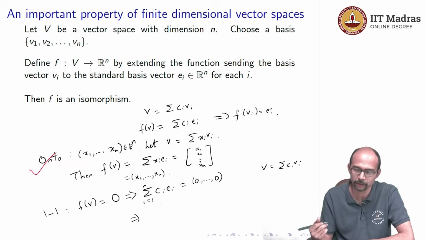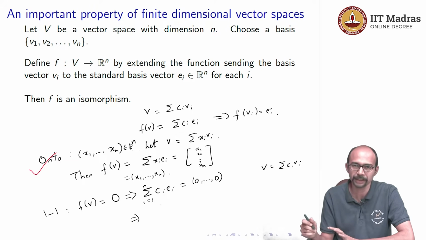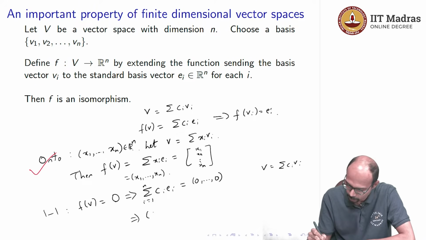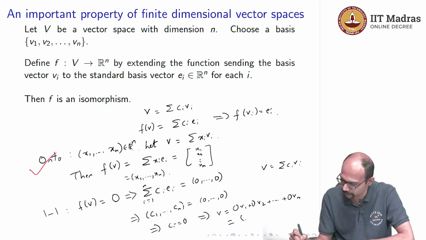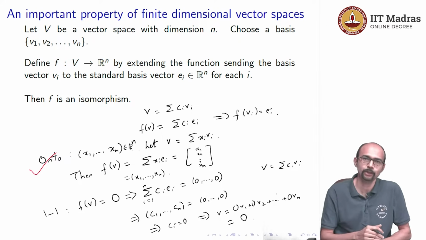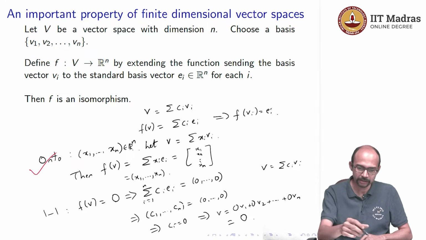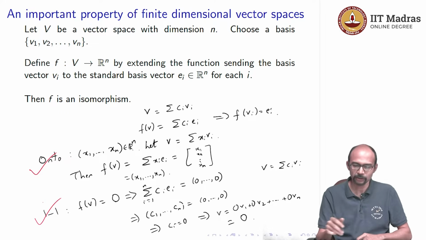I am abusing notation between rows and columns because here there is no matrix multiplication. So in other words, this is c1, c2, cn, but this is 0, 0, 0. That means each of the ci's is 0. So for all i, that means v is equal to 0 times v1 plus 0 times v2 plus 0 times vn. So these are all the scalar 0, which evaluates to the vector 0 in your vector space V. So I have proved that it is one-one. Okay, that's why it's an isomorphism.